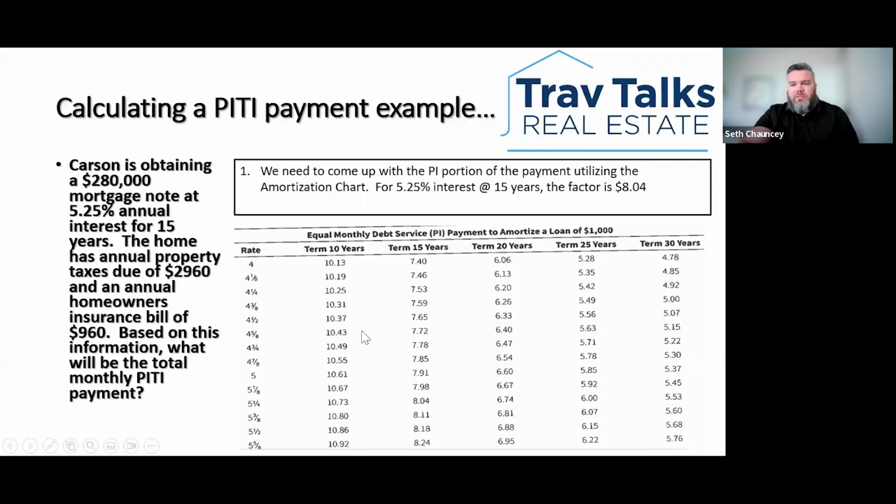Now, this is where we would have to give you the chart. So all you're doing, folks, is finding the principal and interest portion like we just did, which is the loan amount and the amortization factor, and then just find 1/12 of the taxes, add it in, find 1/12 of the insurance and add it in. See what you can come up with for this. Find me the whole PITI payment, then we'll work it out together.